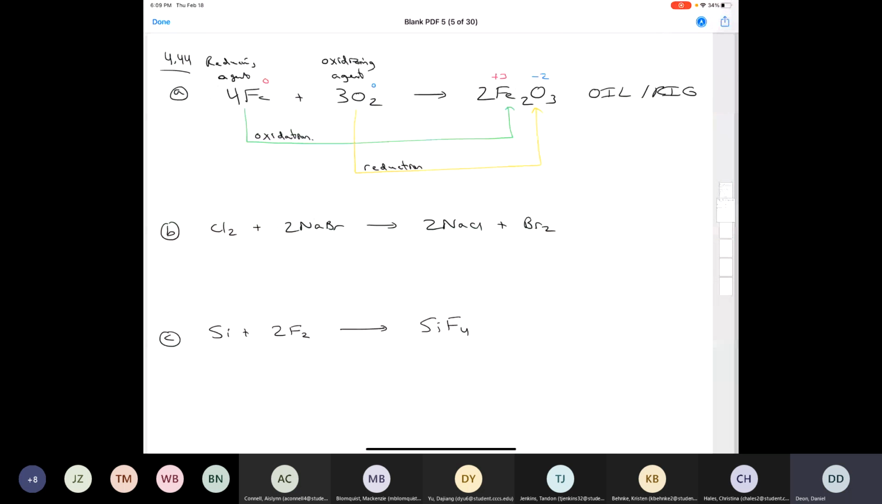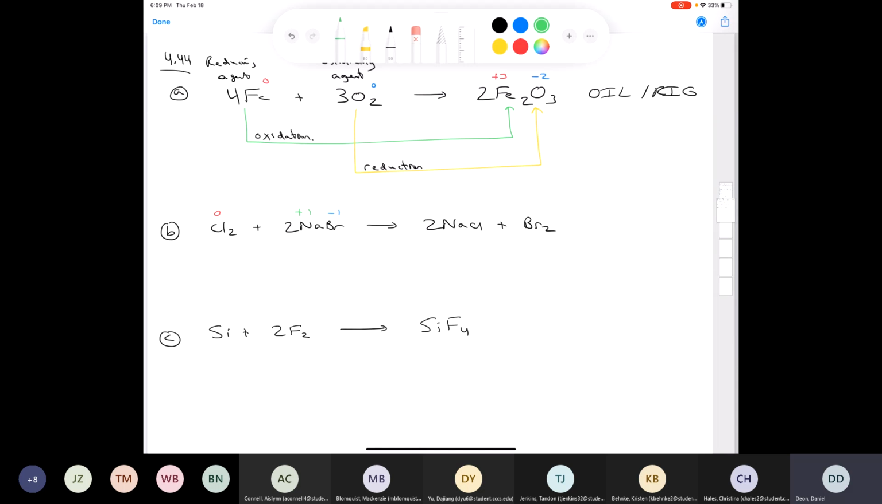All right, well, let's get back to it here. Let's try 4.44b. So I'll go a little quicker this time. If we take a look at the oxidation state of the chlorine, it's 0. If we take a look at the sodium and the bromine, the sodium is +1, and the bromine is -1. Sorry, did I say the sodium was 0? Because I meant +1. There we go, because it's an ionic compound.